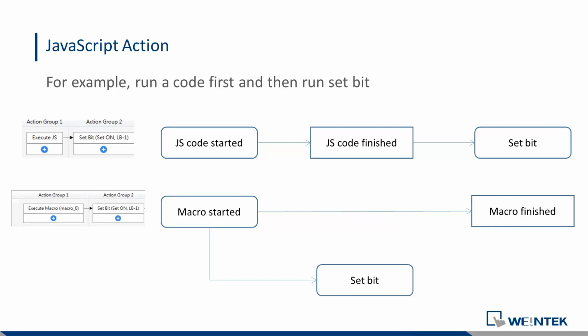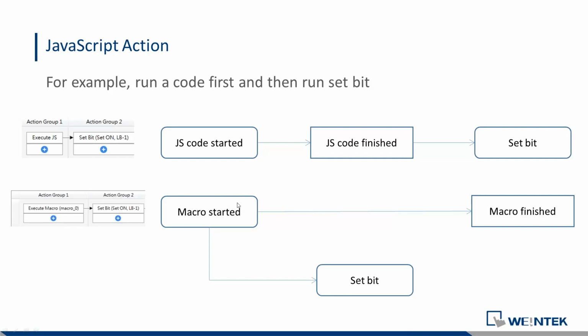All right. So for example, on the left side you can see that the first action group here, I will execute JavaScript, right? And the action group will execute a set bit to set LB1 on, right? And on the second picture, the first action is execute macro, and the second action is also set bit, set LB1 to be on. All right. So let's look at the right side. When the JS code is started, the set bit will only be executed after the JS code is finished.